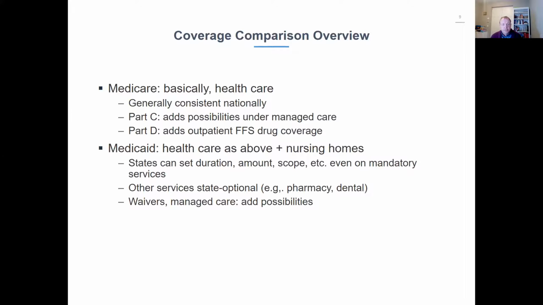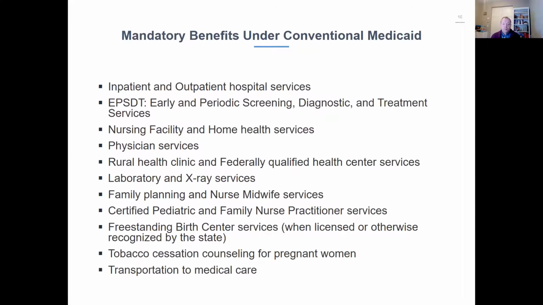Other services are state optional. I think I've got a list of those in a later slide. Examples would be pharmacy benefits, dental benefits, and so on. Another thing to note, as I mentioned before, is that waivers and managed care under Medicaid add possibilities and, again, variation as well. So the mandatory benefits, I'm not going to list all of these, but you can see that generally speaking, a lot of this is fairly straightforward healthcare type services, as well as nursing facility and home health services. One thing to note importantly is transportation to medical care is also included here.